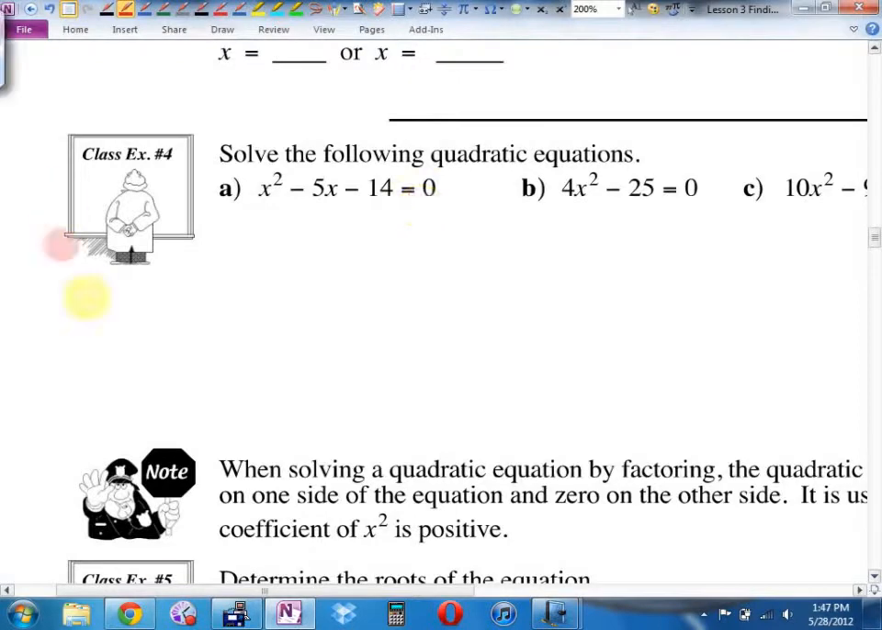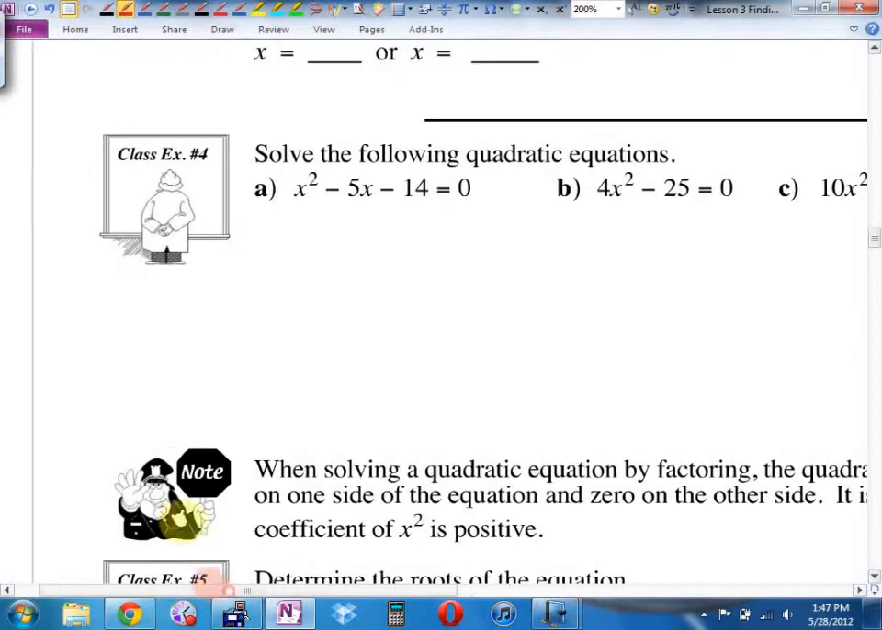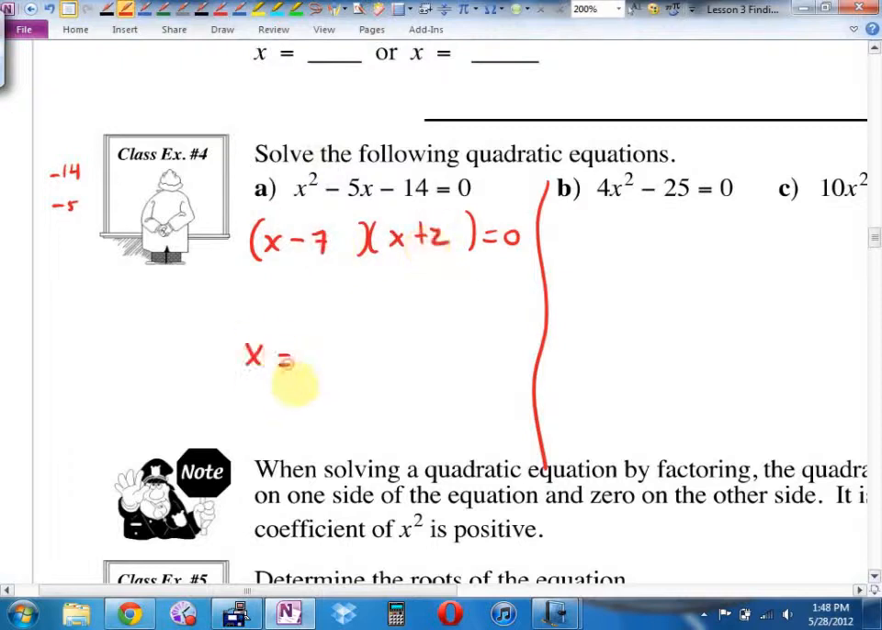We said you're going to look for two numbers that multiply to negative 14, and add to negative 5. It's going to factor into two brackets. It's going to factor into what and what? X minus 7, x plus 2. What are my roots? What are the roots?